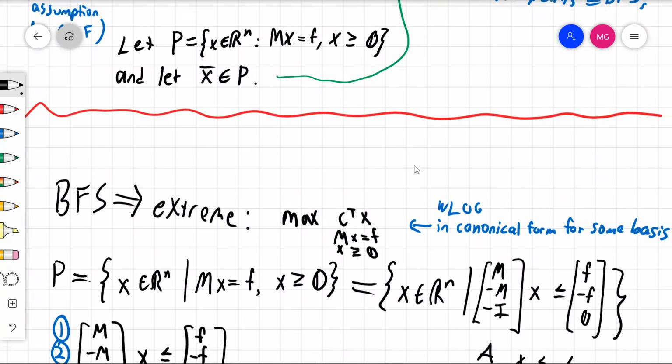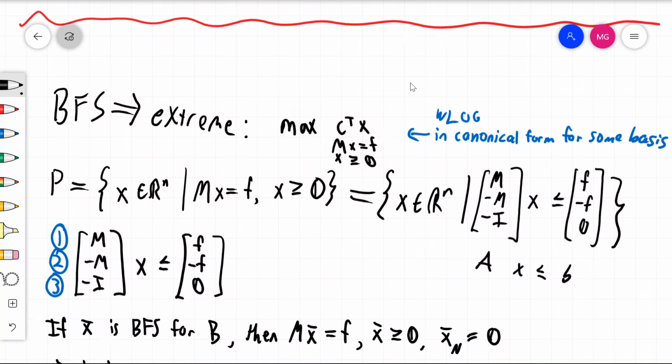Okay, and so there are two directions to show there. It's an if and only if. So let's show both those directions. First of all, let's start with the assumption that we have a basic feasible solution, and then we'll show that that point is an extreme point.